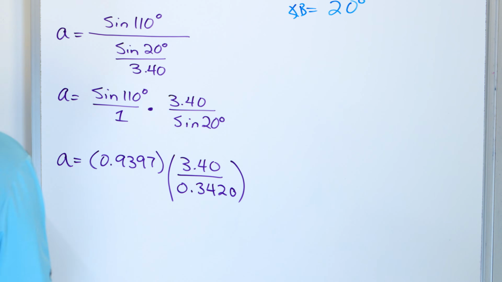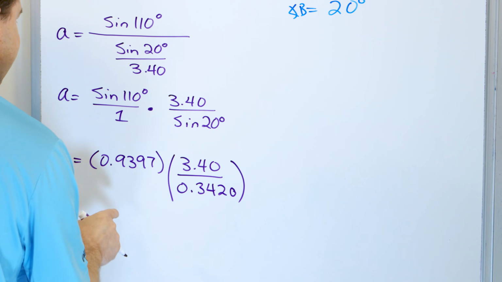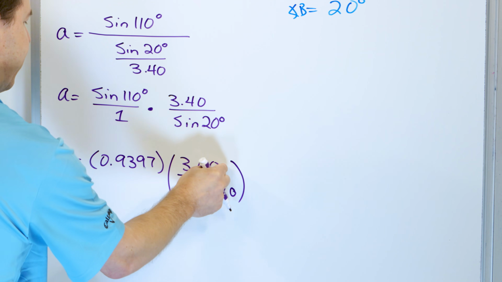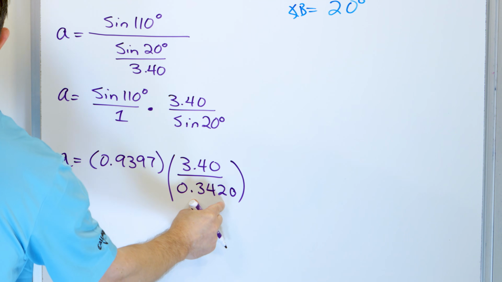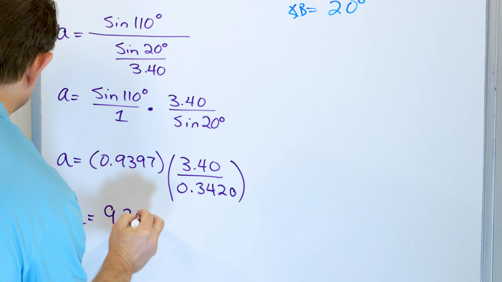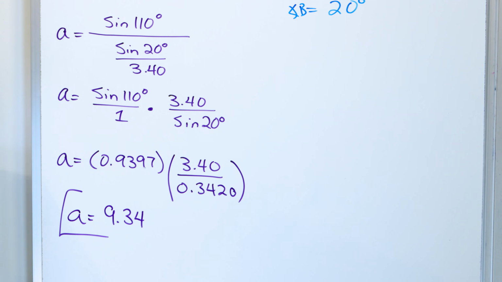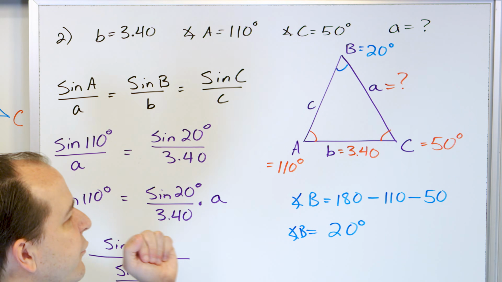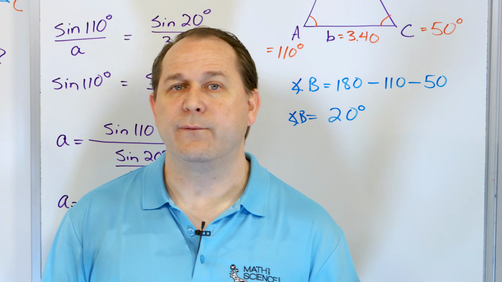Like this. All right? And then finally, when you take this number, multiply by 3.40, and then divide by this number, you get a value of a is 9.34. And that's the value of the answer. 9.34. So if the lengths of the triangles were in meters, then it would be 9.34 meters, for instance.